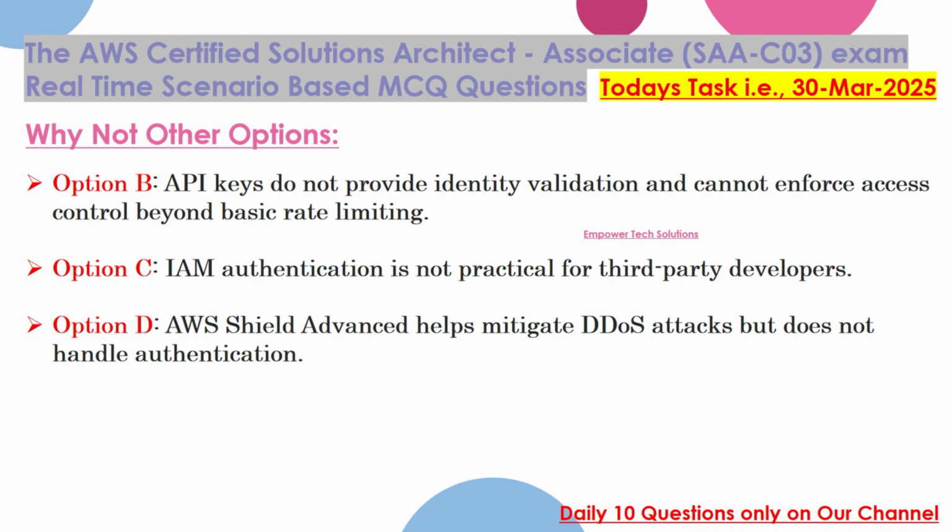Why not other options? Option B. API keys do not provide identity validation and cannot enforce access control beyond basic rate limiting. Option C. IAM authentication is not practical for third-party developers. Option D. AWS Shield Advanced helps mitigate DDoS attacks but does not handle authentication.